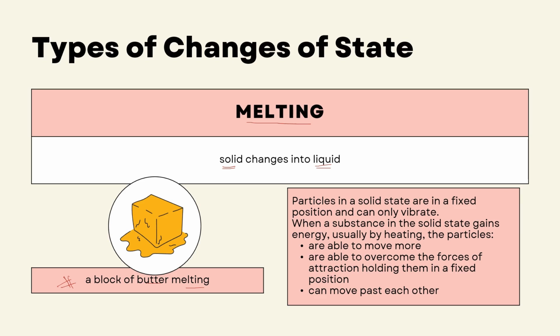Particles in a solid state are in a fixed position and can only vibrate. When a substance in the solid state gains energy, usually by heating, the particles are able to move more. They are able to overcome the forces of attraction holding them in a fixed position, and can move past each other.